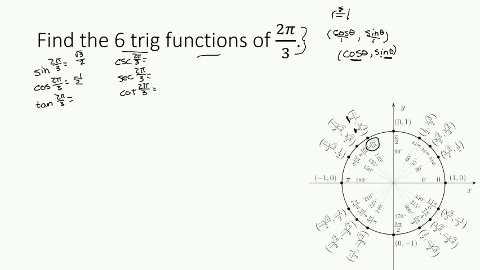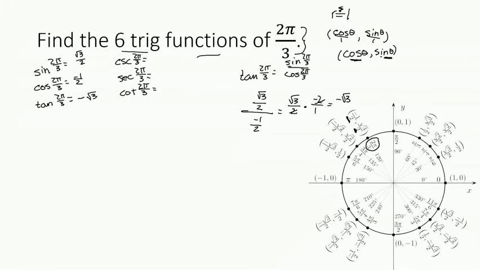Now our tangent of 2 pi over 3 is going to be the sine of 2 pi over 3 over the cosine of 2 pi over 3. That means we're going to put the square root of 3 over 2 over negative 1 over 2. Now this looks very complicated, but really this is just equal to the square root of 3 over 2 times negative 2 over 1. Then the 2's cancel. You have to keep the negative. So then negative square root of 3 is going to be our tangent.